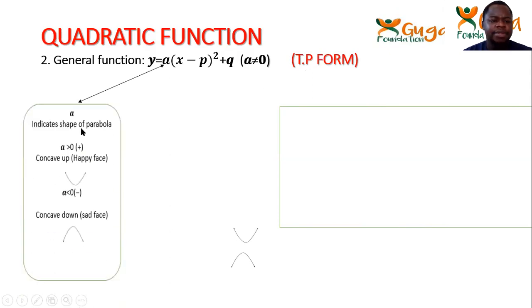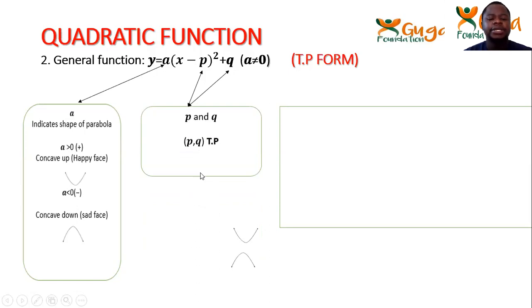Your a will indicate the shape of a parabolic function. If this a is greater than zero, you've got a happy face, and your graph will look up. And wherever a is less than zero, you've got a sad face. Okay, very important. And then what are p and q? I said they are the turning point, right?